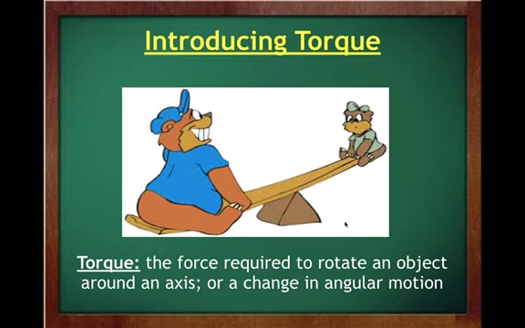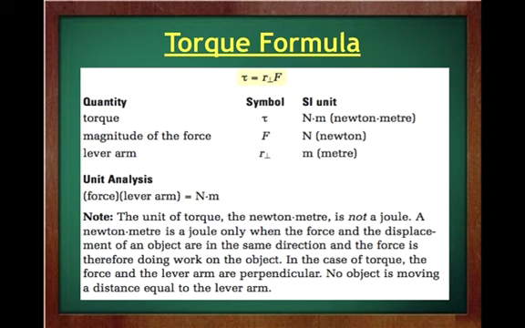No one's going forwards or backwards, but we are rotating around this pivot point, and it causes a change in angular motion. Torque is the force required to rotate an object around that particular axis. When we talk about calculating torque, it's a force, but not in terms of just mass times acceleration, because we're not speeding up or slowing down in a particular direction. It's more just rotating around something.